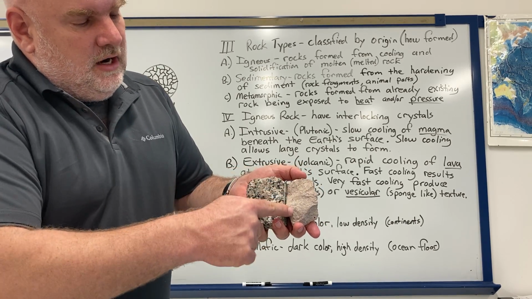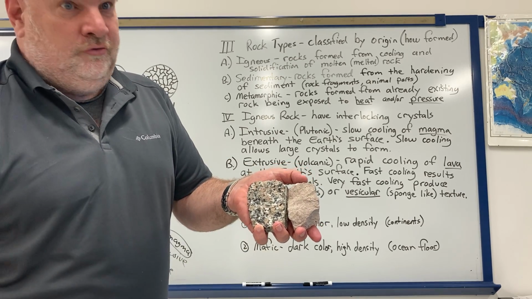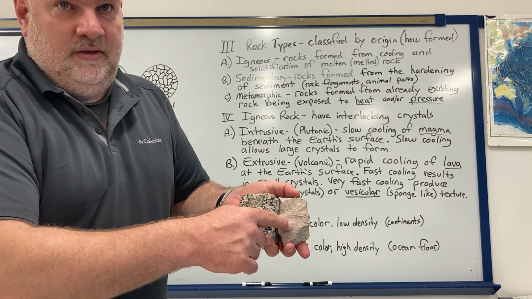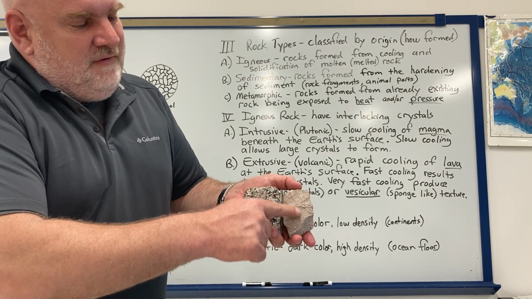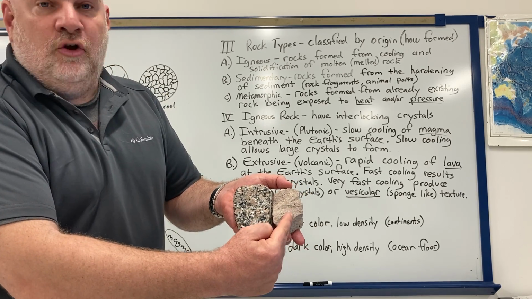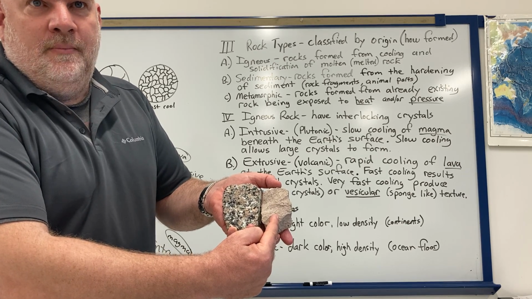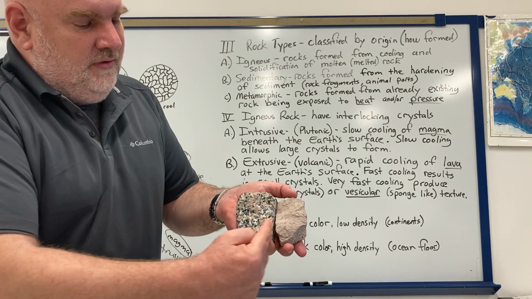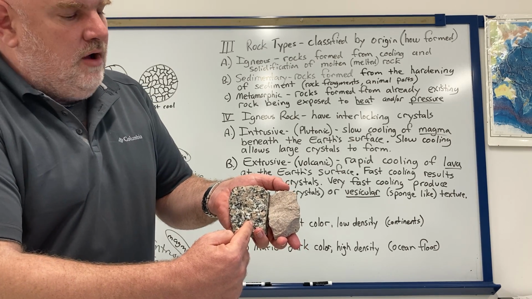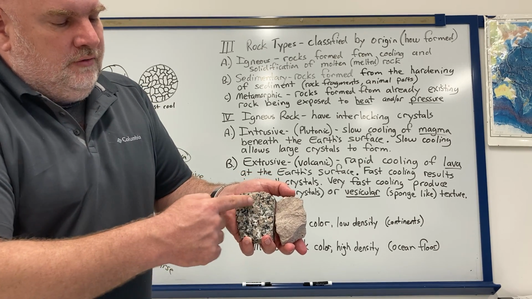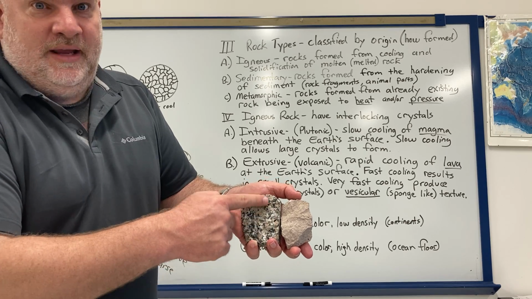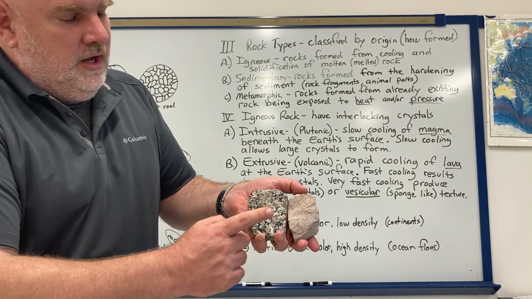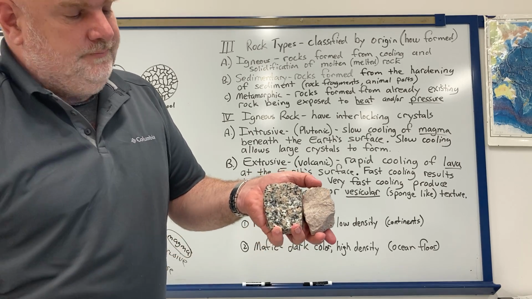This one right here, I cannot see the individual crystals. There's crystals, but they're really, really tiny. You have to look through a microscope or something to see them. So this would be an example of a fine texture. That is one that cooled fast outside at the Earth's surface. That's extrusive. This one cooled slowly under the ground, so it had a chance for all these crystals to form and get really big. So underground, intrusive; above ground, extrusive; coarse texture, fine texture.